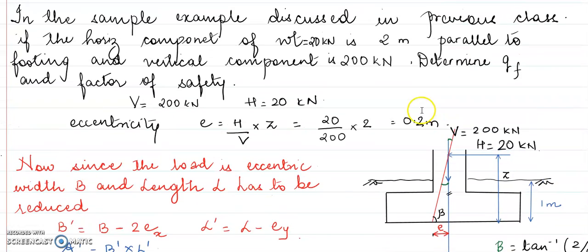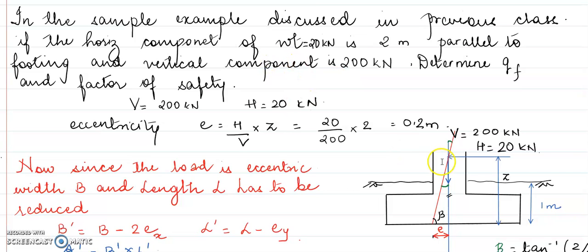Now let's say you have the same problem that we were considering. I'm keeping the same data, the depth of the foundation being 1 meter and the width of the foundation being whatever it was, 3 meters if I'm not mistaken. So now additional information given to you is that the horizontal component of the load is 20 kilonewton, and the vertical component is 200 kilonewton.